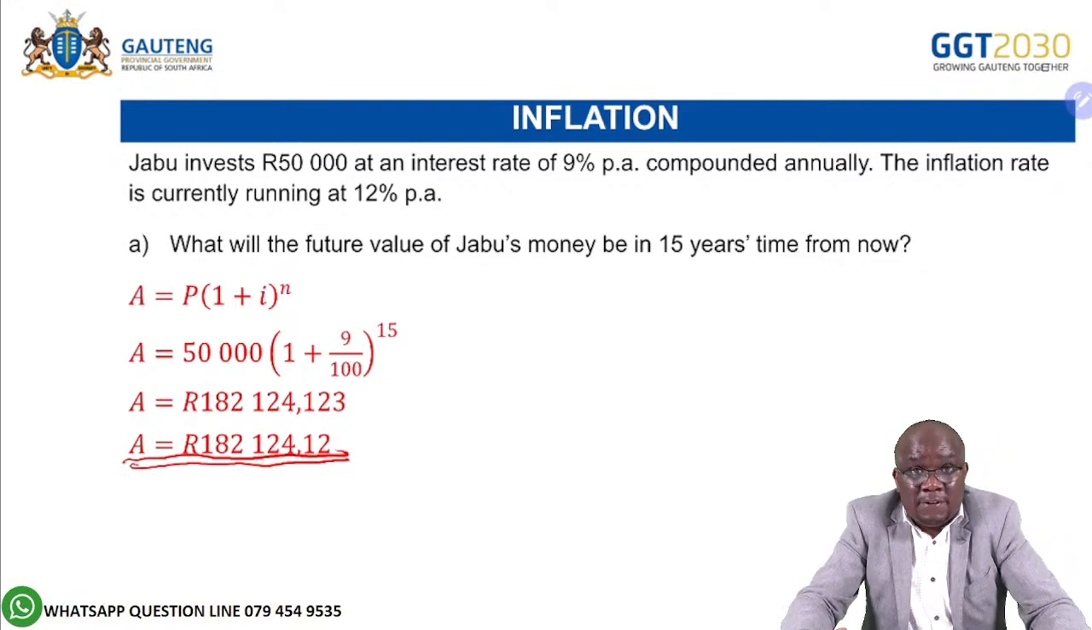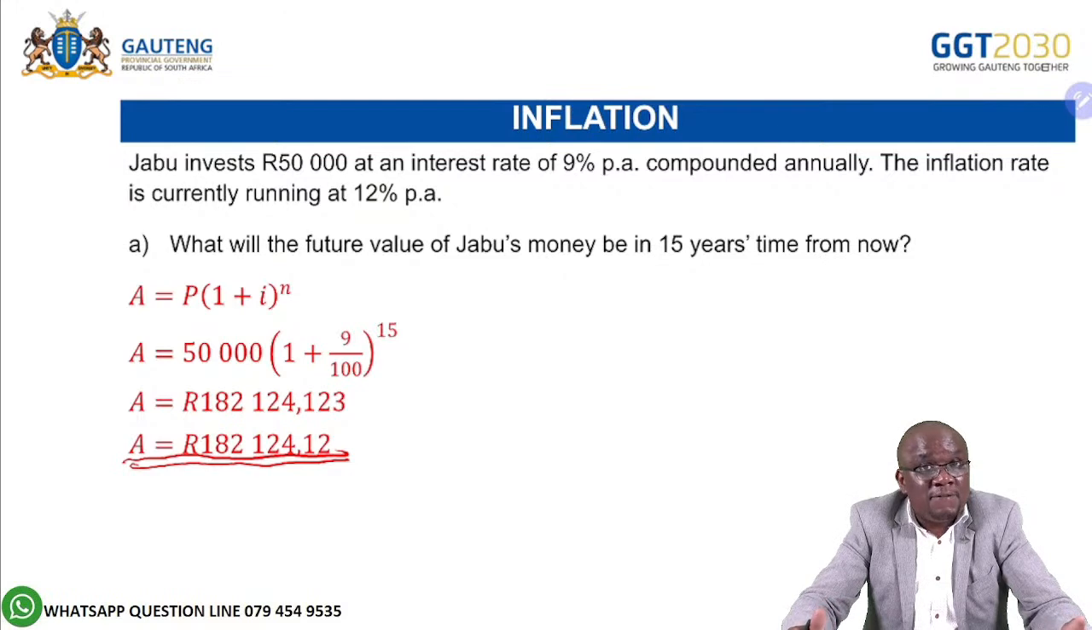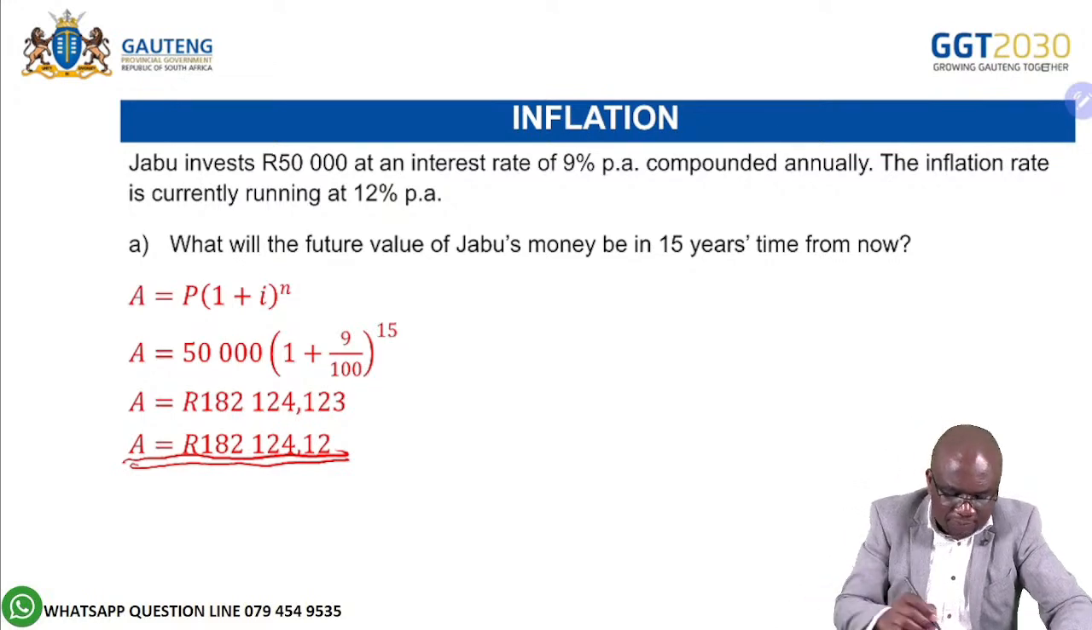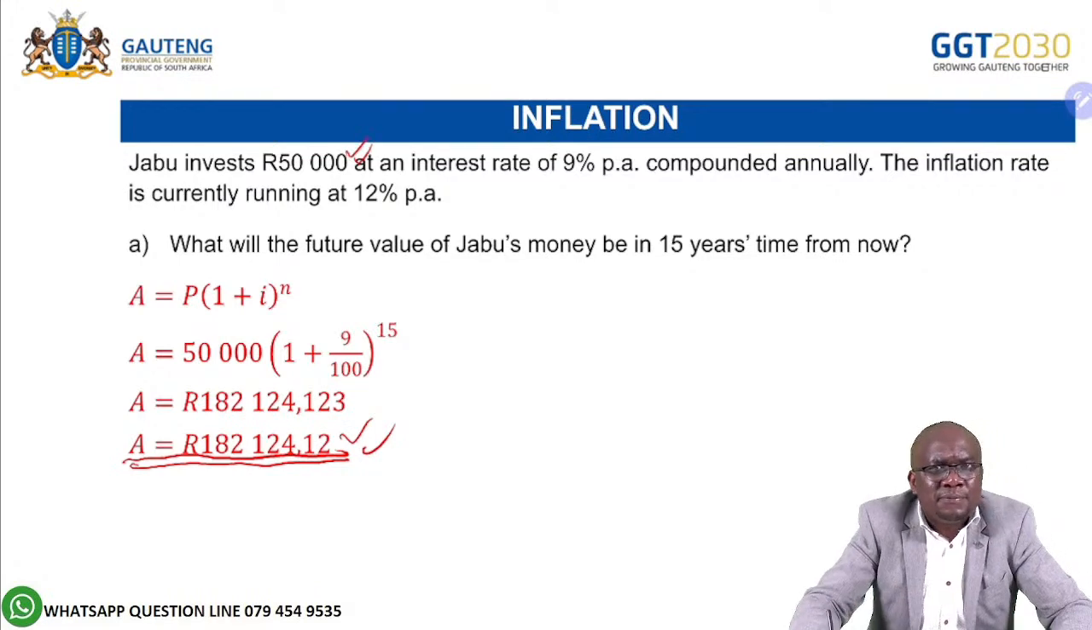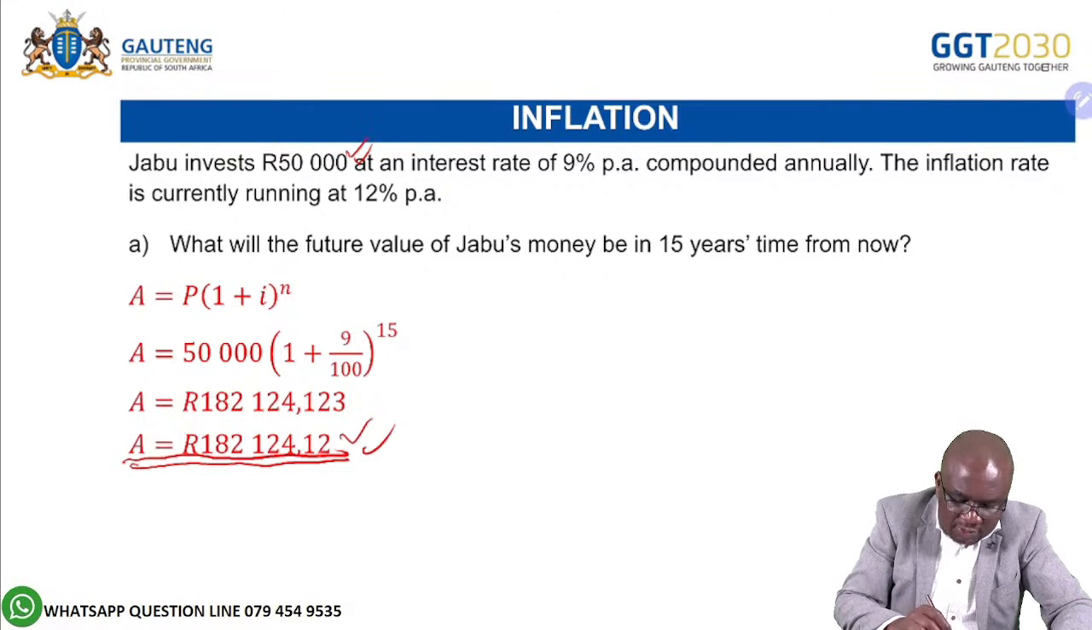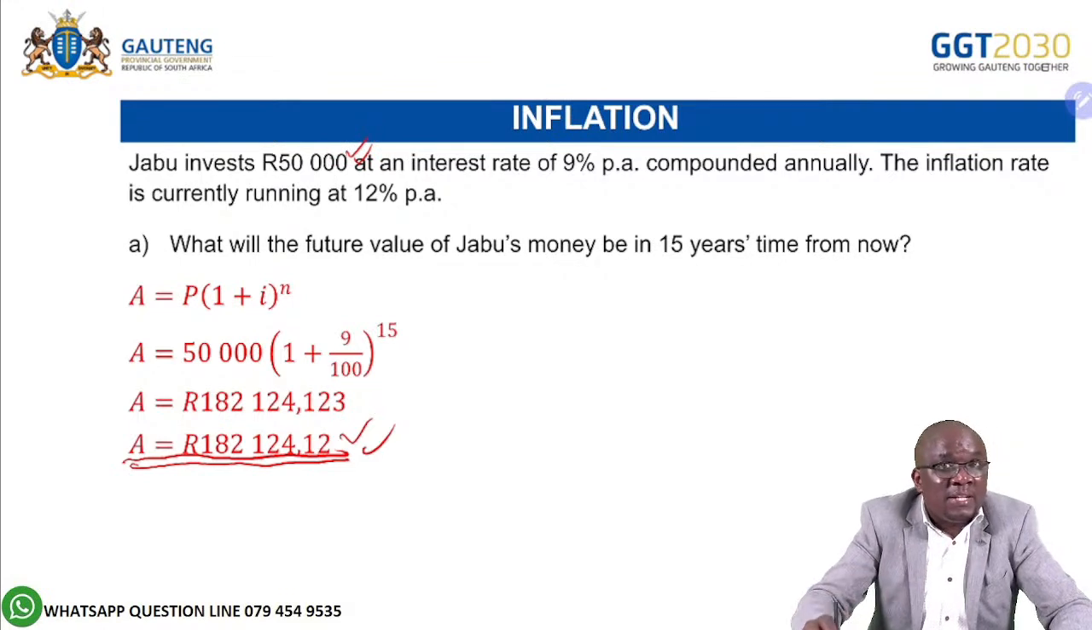His investing is 50,000. So in 15 years' time, this 50,000 would have grown to 182,124 and 12 cents. But there is inflation. Things are still going up. The price of things are going up. Will this money buy the same things it can buy now? In 15 years' time, will this money buy the same things that it can buy now?